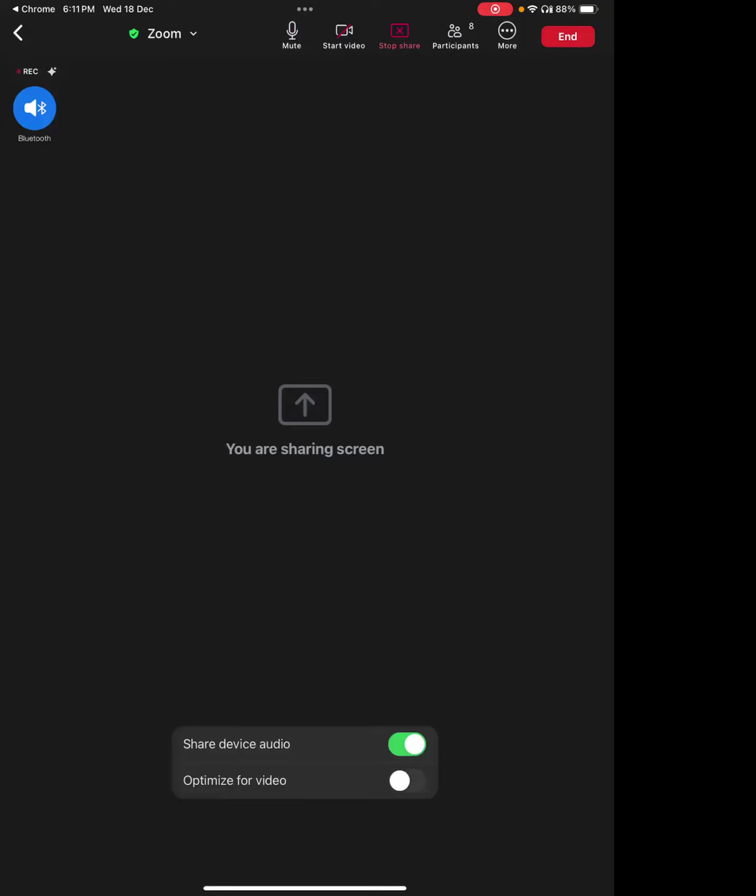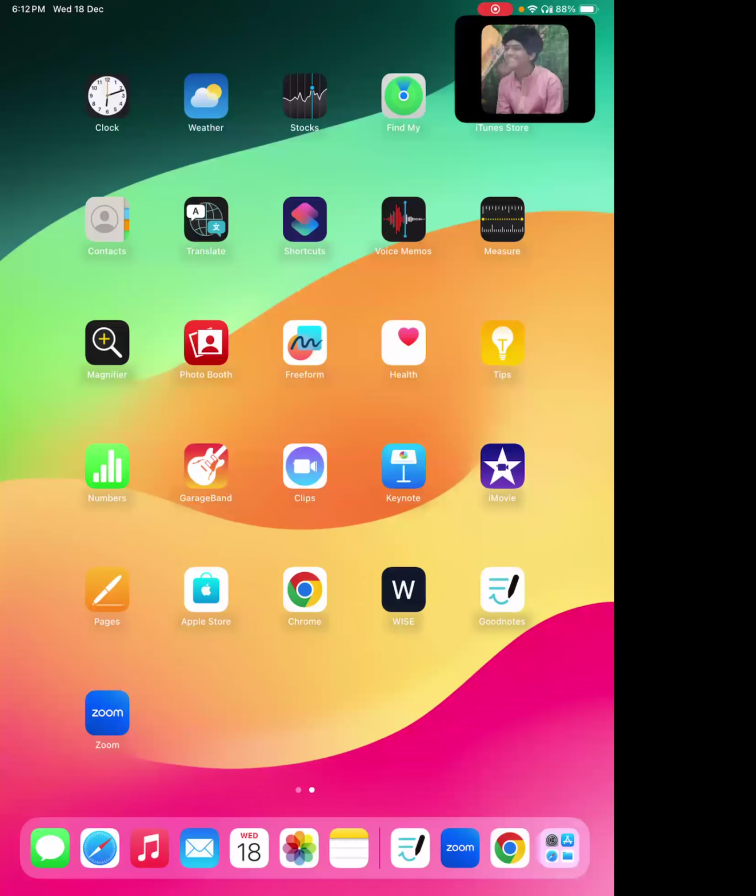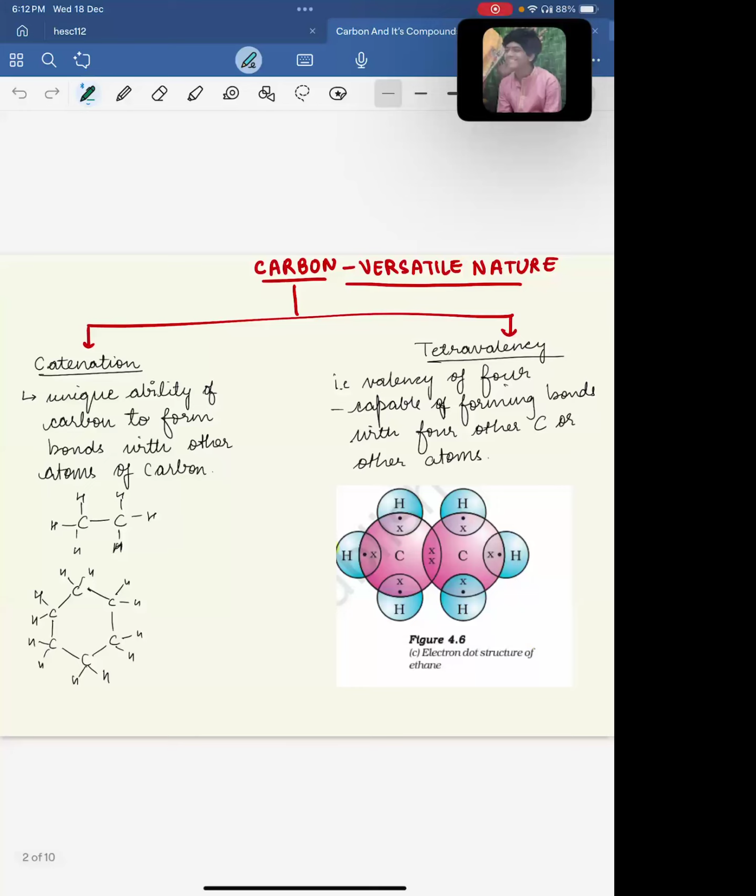Okay, so we'll start the revision session, okay? Yes, ma'am. So we'll learn about the chapter carbon and its compounds. And I'll start from carbon compounds, why we see so many compounds having carbon in them.